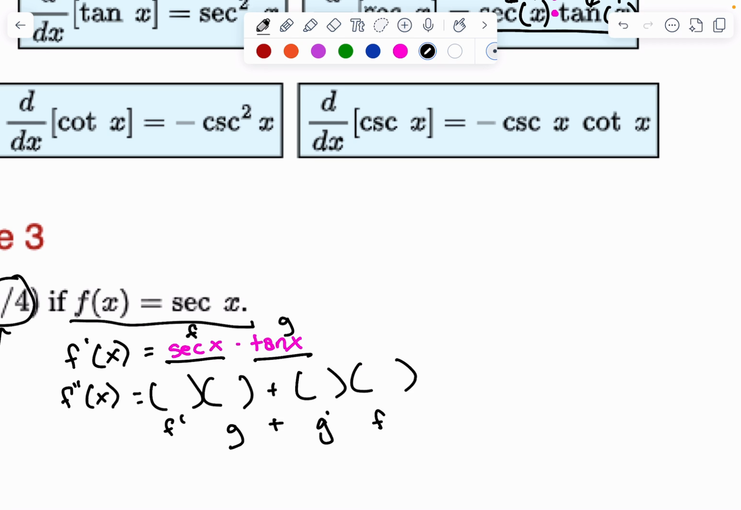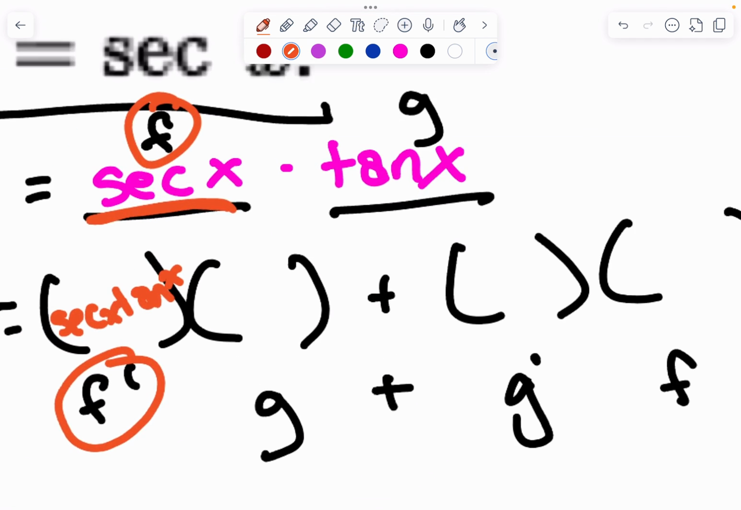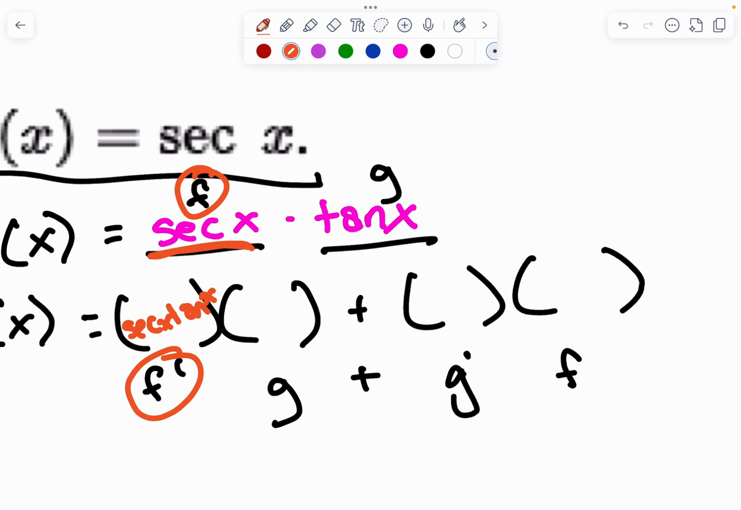And I've got to find these values. So the derivative of f would be the derivative of secant, and that's secant tangent again, secant x tangent x. I should have written that bigger. I'm sorry. Secant x tangent x, that's what f prime is. g is just tangent x again. This is just tangent.